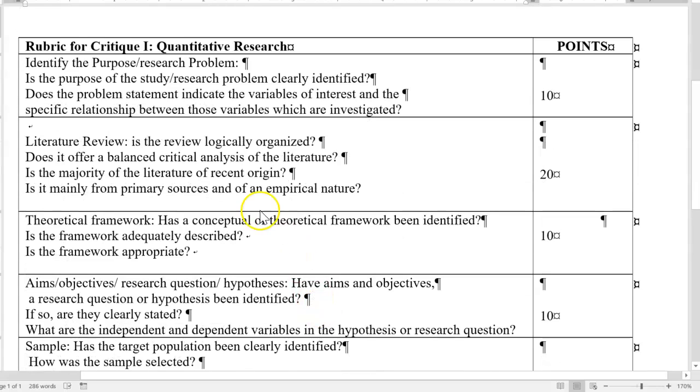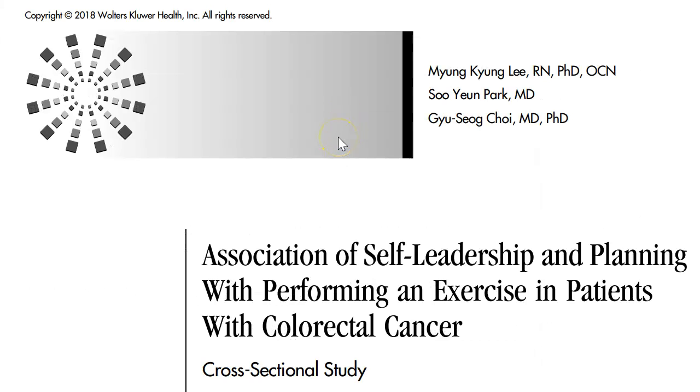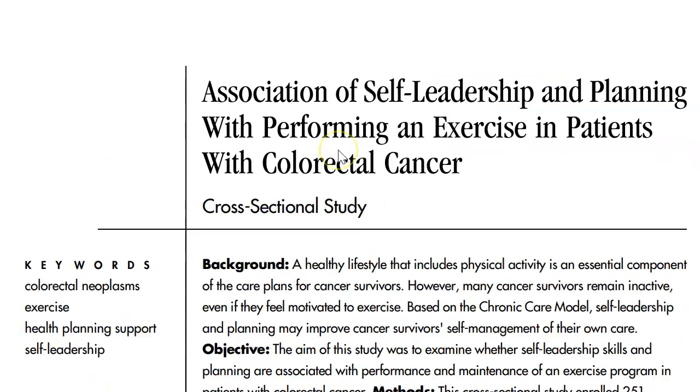All right, so the first thing is identify the purpose or research problem. And then some subpoints. Is the purpose of the study problem clearly identified? Does the problem statement indicate variables of interest and the specific relationship between those variables which are investigated? Now, if you are critiquing a nice paper, the nice paper is going to tell you all that stuff right up front.